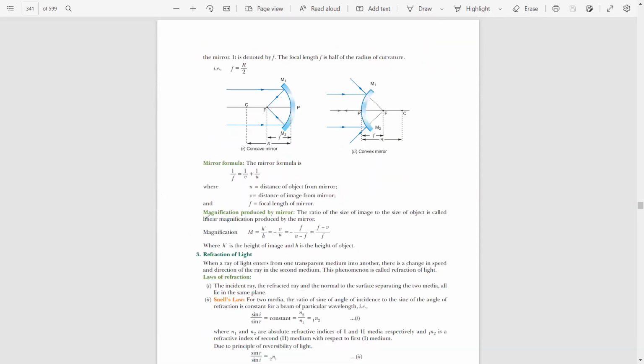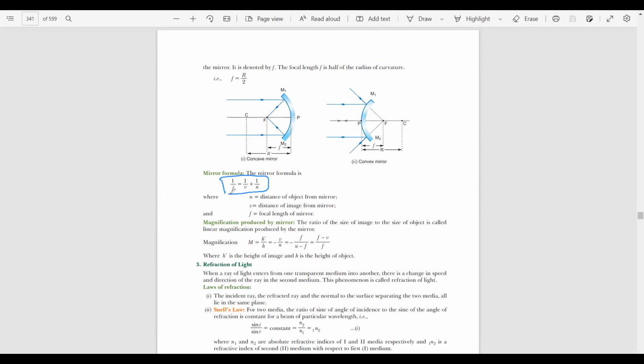Formulas: 1 by f equals 1 by v plus 1 by u. u is object distance, v is image distance. What is sign convention? Left side negative, right side positive. So m equals height of image by height of object, hi by ho. Easy to remember. Which is minus v by u. Focal length is half of radius, right? These things we know.